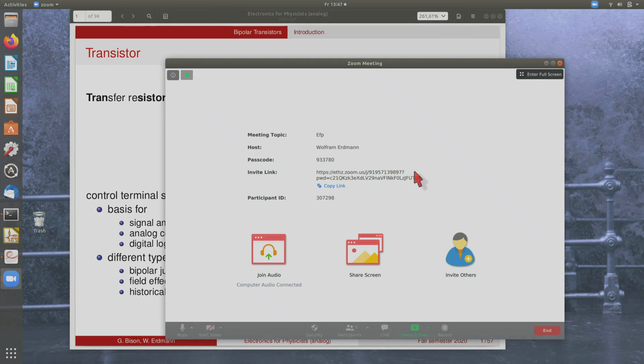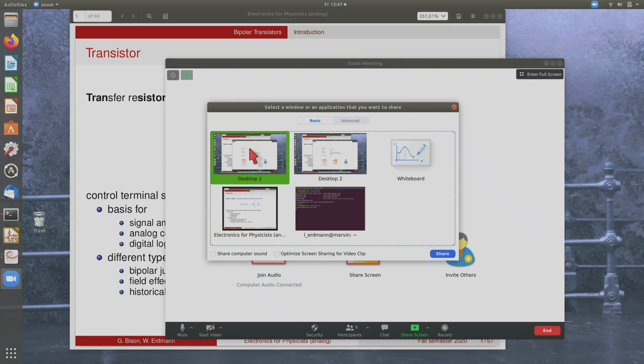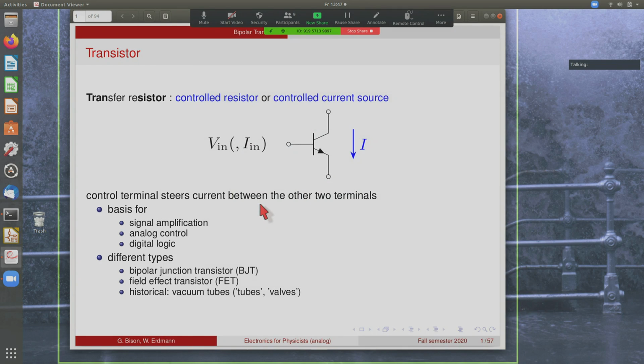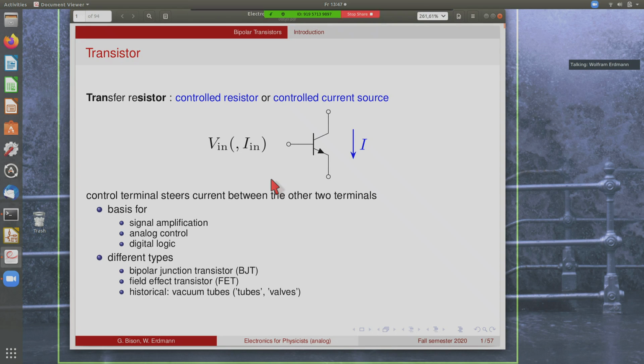Okay, I think, let's see, I should share now. Okay, so let's start. Good afternoon, everybody. So last time we talked about diodes, and I think we will skip the last part about the photodiodes and jump directly to transistors, also for the benefit of those who start doing practical exercises with transistors today.